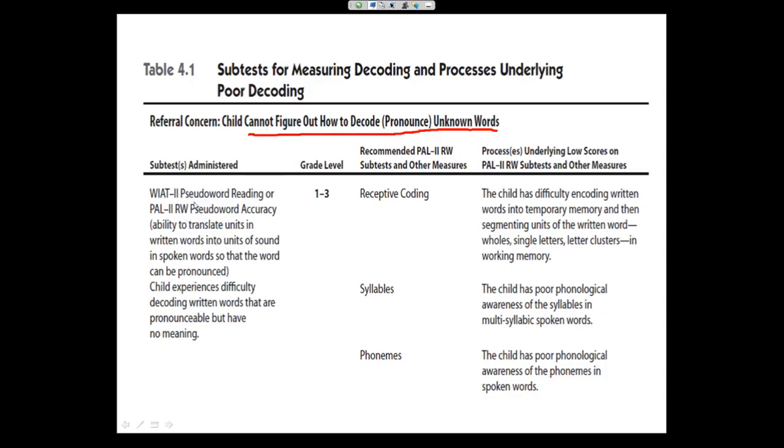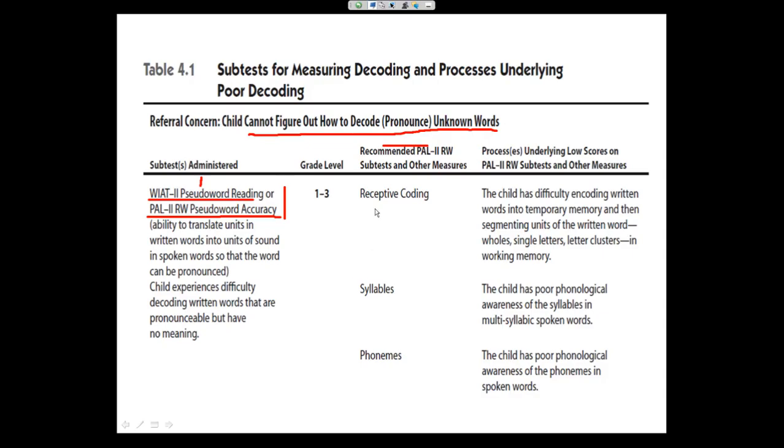How do I know this? Because I administered PAL2 reading pseudo-word accuracy. I also administered from the WIAT 3 pseudo-word reading. And of these, you only need to administer one, or any other measure of pseudo-word decoding. This is the skill that the student is not able to perform. We tell you in the manual, once you've identified a skill deficit, you want to be able to explain why. Dr. Berninger contends that once we understand why a child is underachieving, we know exactly what to do.